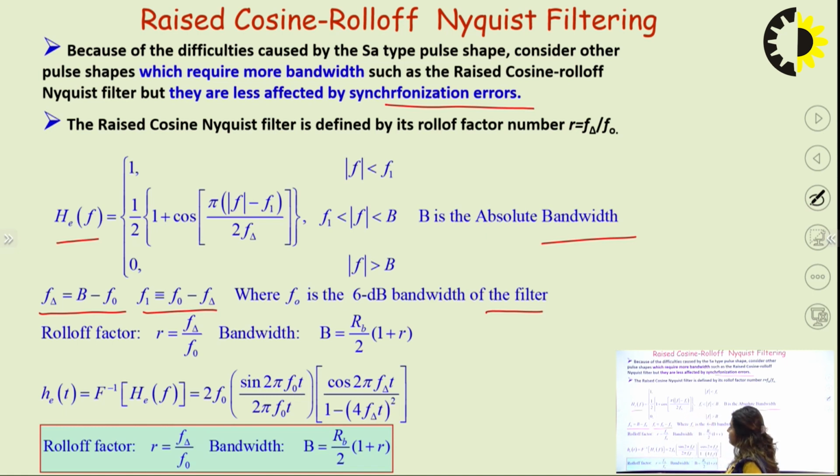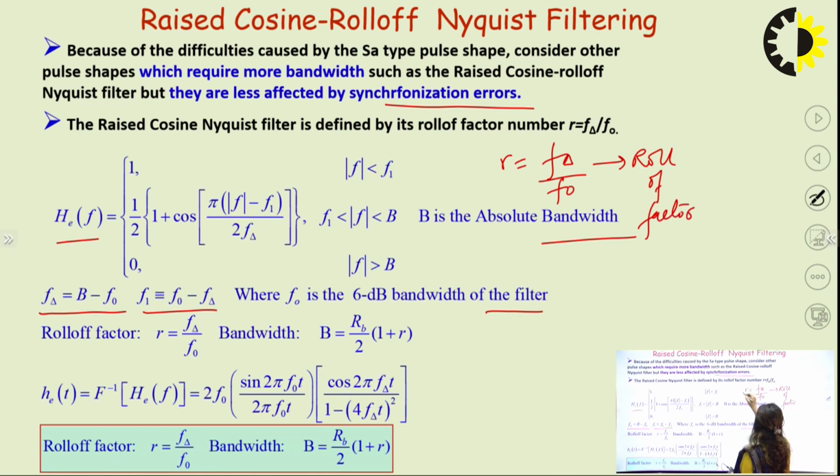Here there is a term which is called the roll-off factor, r, which is equivalent to f delta upon f naught. So here r is equivalent to f delta upon f naught, which is called the roll-off factor. So we can calculate this roll-off factor for calculating the bandwidth of the pulse. So the overall pulse bandwidth here is Rb by 2 (1 plus r).